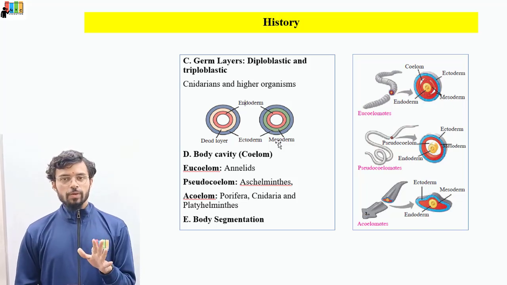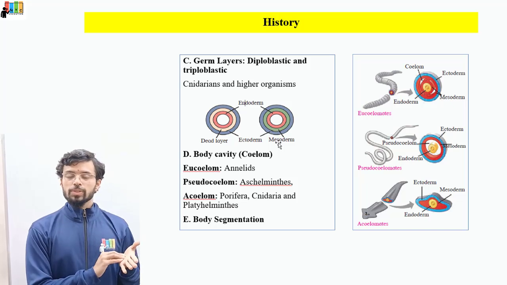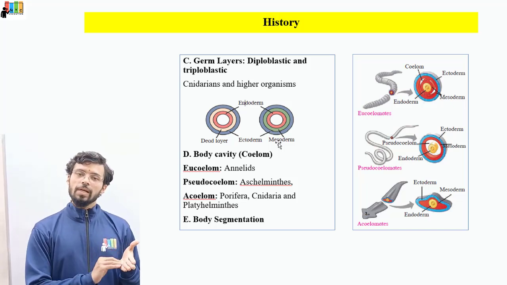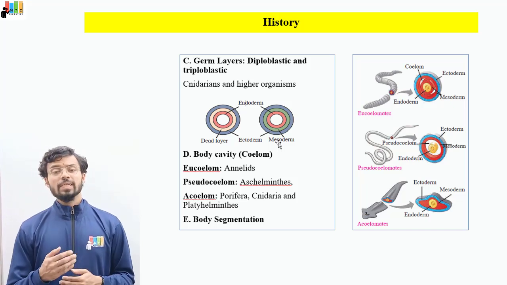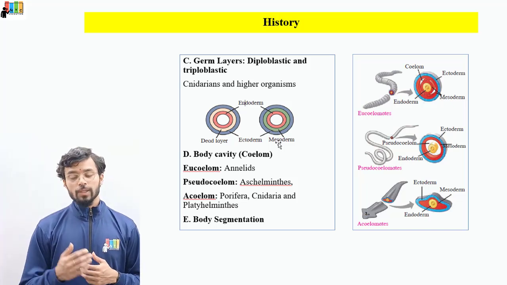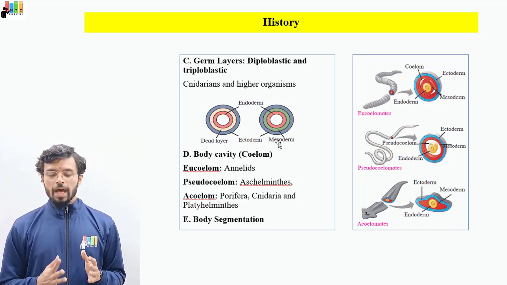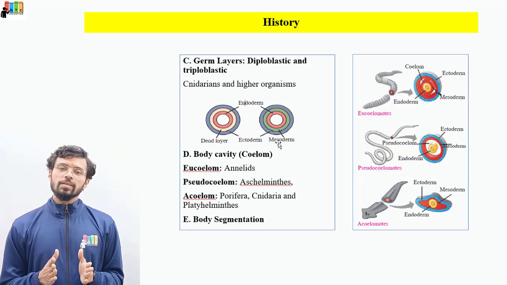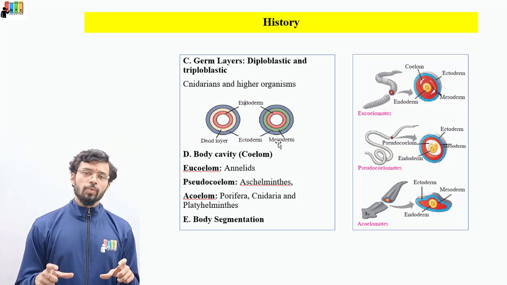Whenever you say endoderm, make sure that the arrow directs to the innermost layer. When it is mesoderm, it has to be the middle layer. When it is the ectoderm, it has to be the outer layer. Now let's come to body cavity, that is coelom, the coelom structure. So eucoelomates, that is true coelomic animals, are annelids. Annelids, a difficult term? Not really. Annelids, the best example is the earthworms that you see.